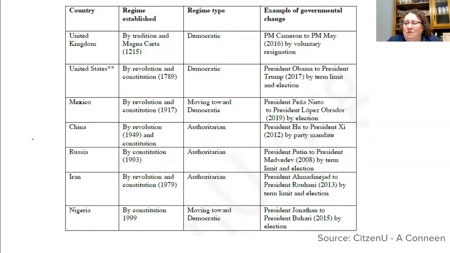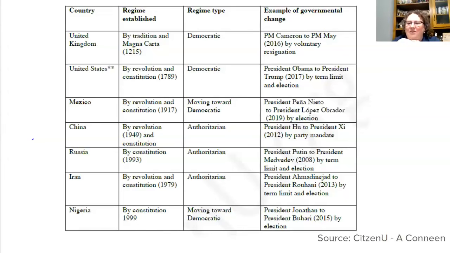We have seen party change, you know, in the leadership. The current president Xi, who President Hu Jintao was before him. Xi Jinping is the current leader. Russia, the constitution that was established after the fall of the Soviet Union, and a governmental change would be like from President Putin to President Medvedev back to President Putin.